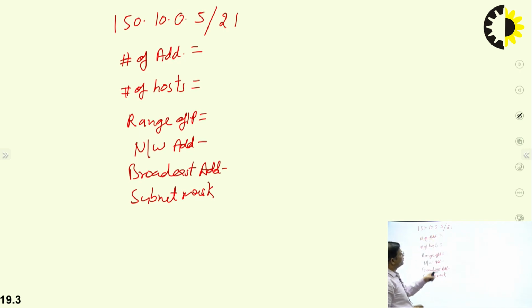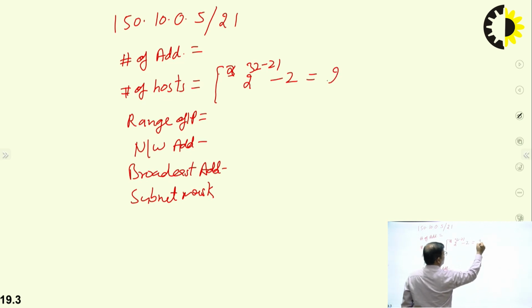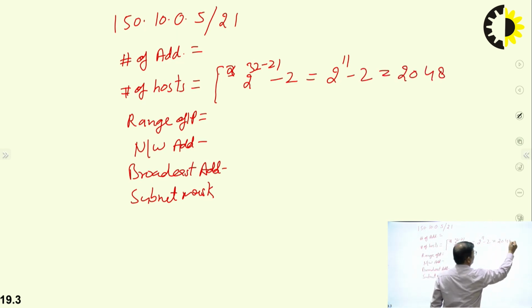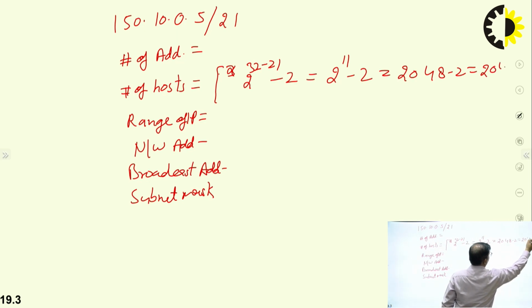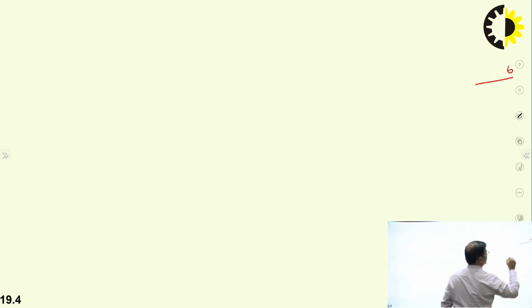So first of all, if there is 21, we can find the number of hosts or subnet mask. How? If there is 21, the number of hosts we can find on what basis? We can find it by 2 to the power 32 minus 21, minus 2, which is 2 to the power how much? 2 to the power 11 minus 2. It means 2048 minus 2, or we can say 2046 hosts will be there. 2046 hosts.